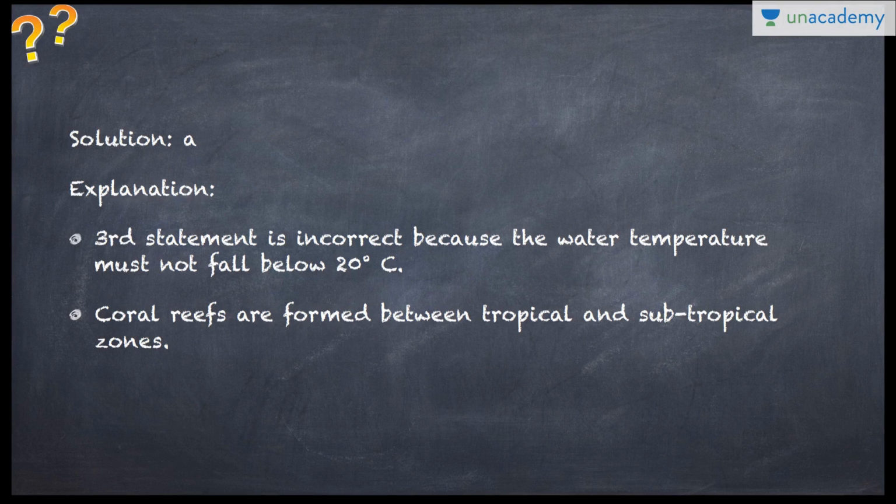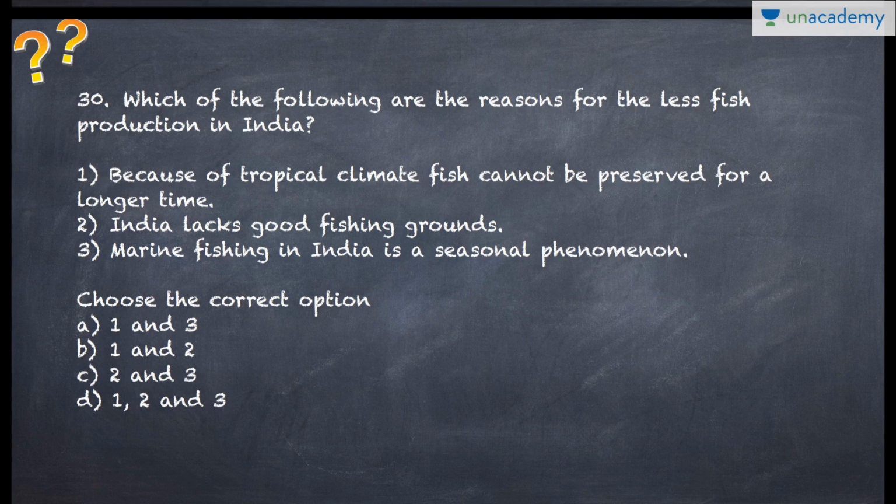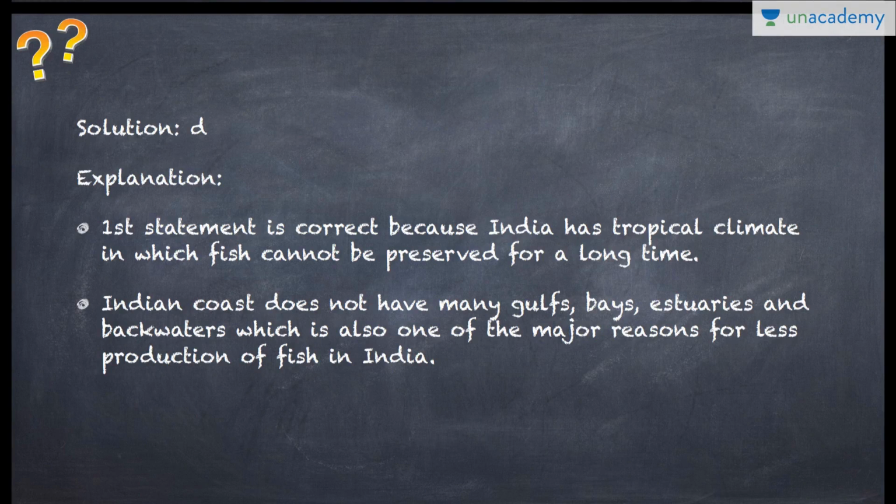That's option A. Now, the 30th question, with respect to reasons for less fish production. Yes, tropical conditions mean you can't be producing much. India doesn't have much of these bays and stuff, and marine fishing is also a seasonal phenomenon. So all of them are right. So the answer should be D.